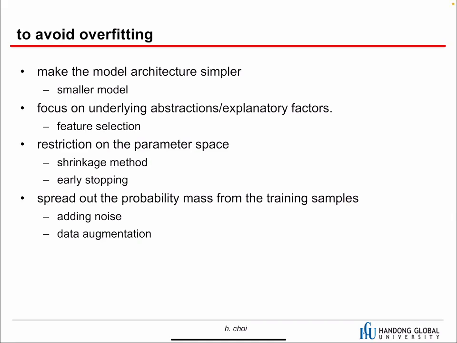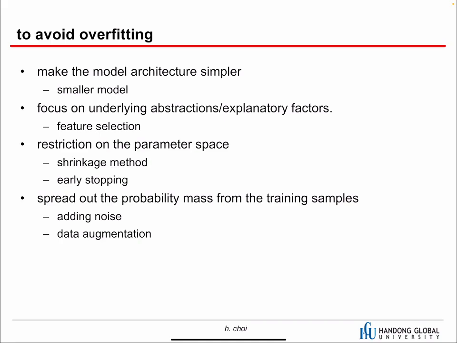And then we can put some constraint on the parameter space. So we can actually regularize the parameter space explicitly. Shrinkage method puts some constraint on the parameter space explicitly, and early stopping doesn't put some constraint explicitly, but when we understand early stopping, the parameters are updated and then we stop. Even though the parameters are still updating, we stop. So the parameters cannot move too much. So we are actually putting some constraint on this parameter space implicitly.